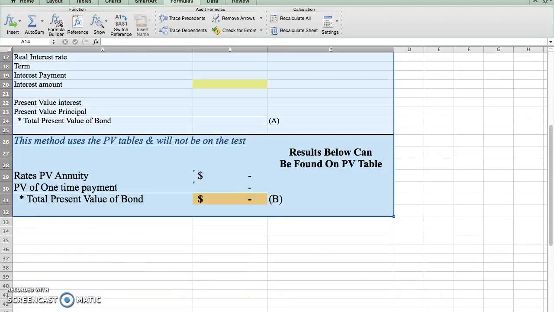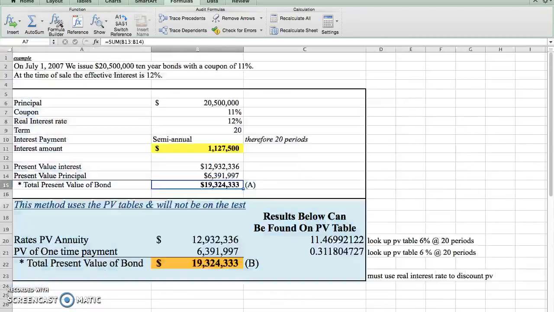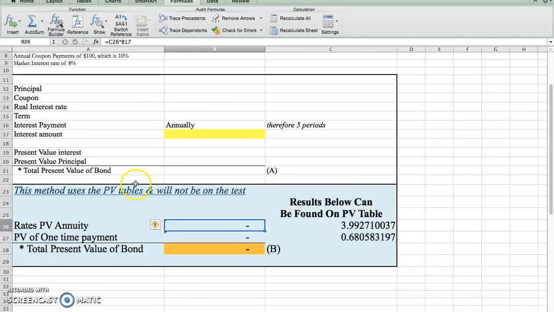Just click through. Tell me, is this a premium or a discount bond? So in this case, it is a discount bond because the market is going to pay more than I'm paying. So why would a bondholder invest in my bond? So I'm going to have to discount it. In the next case, we have a premium bond.